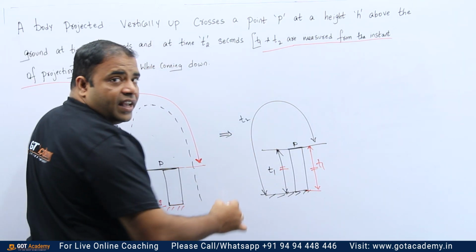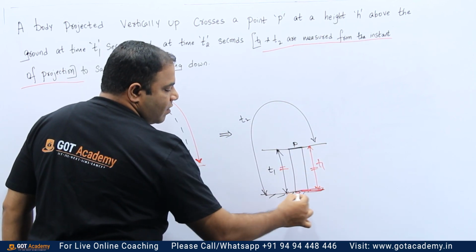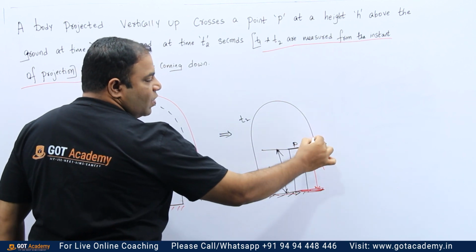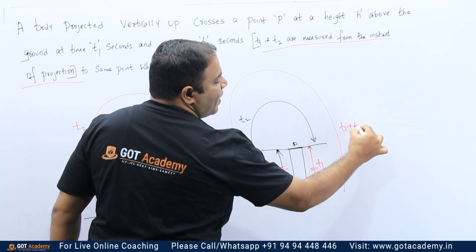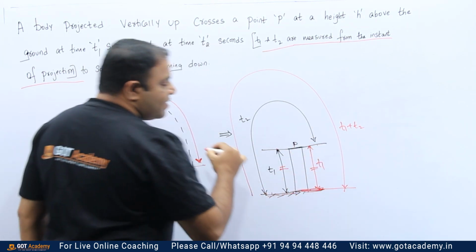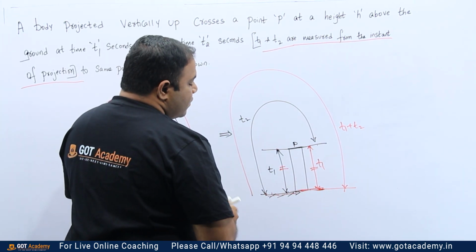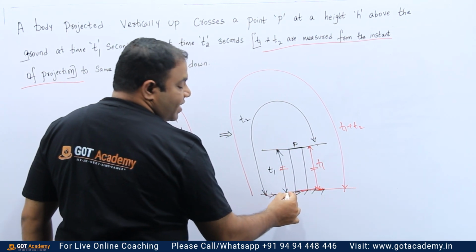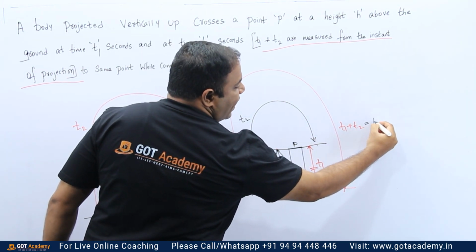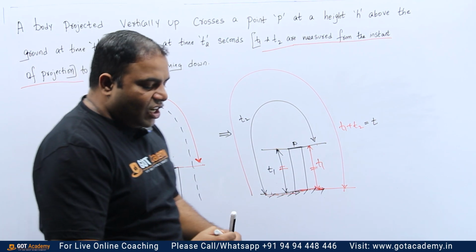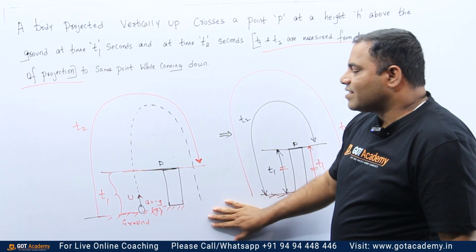Now if you observe carefully, the total time from this instant again to the ground position, what is this? From here to here it is T2, and from here to here it is T1. So the total time is nothing but T1 plus T2. So the total time taken for the body which has been projected from the ground to again reach the ground is T1 plus T2. Here I am assuming this time T1 plus T2 is equal to T.